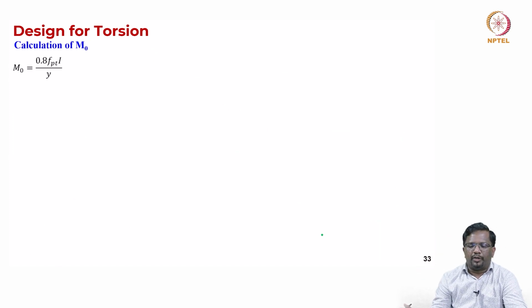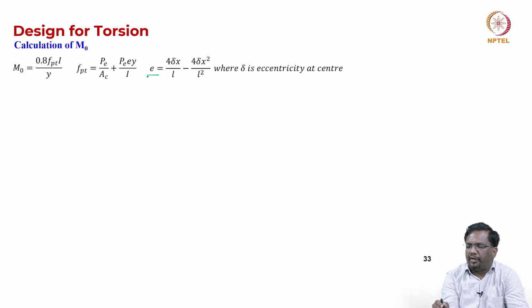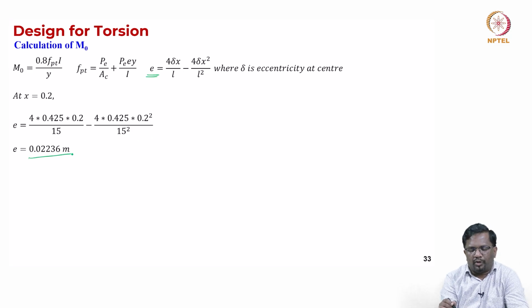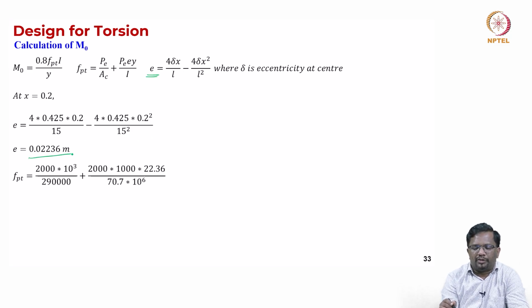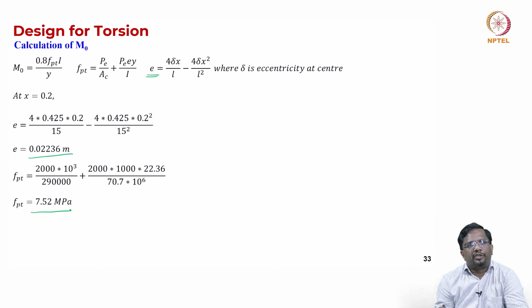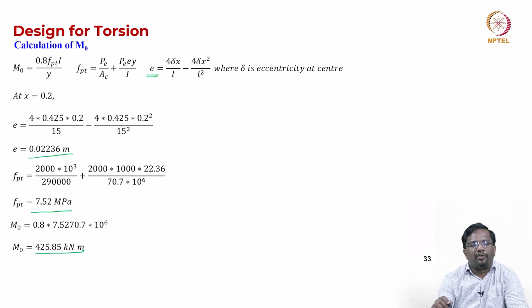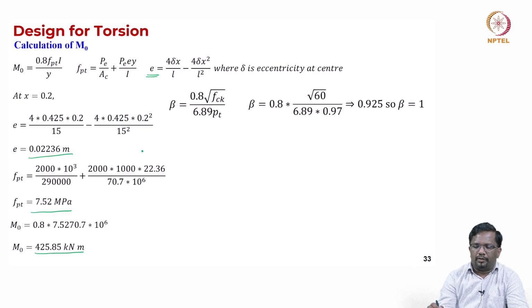If you substitute that, M0 is the decompression moment, and again last lecture we have seen how to calculate that, and eccentricity we have already calculated. At x equal to 0.2, eccentricity works out to be 0.02236, right, or 22.36 millimeter. It is a small eccentricity, but we have to include that, and the fpt works out to be 7.52 megapascal, and if you substitute, your decompression moment is 425.85 kilonewton meter.